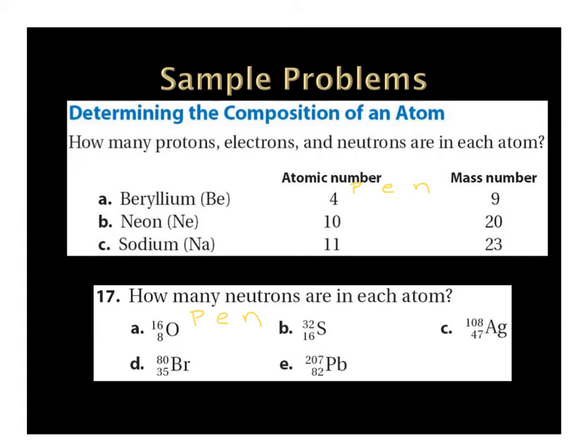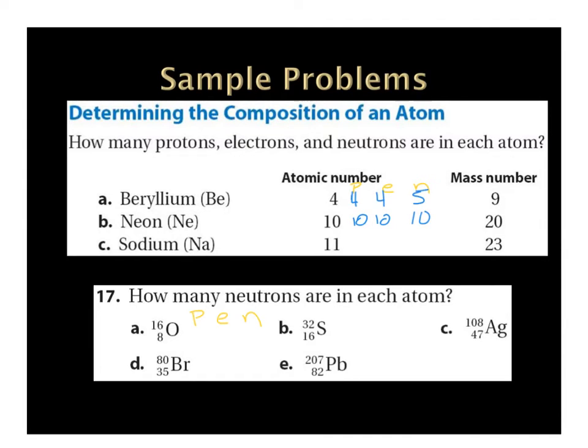Here are a few more practice problems. We have beryllium with the atomic number of 4 and the mass number of 9. So it has 4 protons, 4 electrons, and then 9 minus 4, so 5 neutrons. Neon would have 10 protons and 10 electrons from its atomic number, and then the mass number minus the atomic number would give us 10 neutrons.